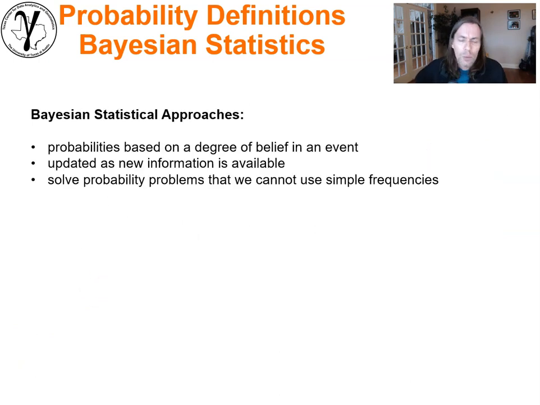Now, what are some comments we can make about Bayesian statistics and how we use Bayes' theorem practically speaking? Well, first and foremost, we're going to show that we can have probabilities that incorporate a degree of belief in an event. We update as new information is made available. And we can solve problems that really would be very difficult to solve using the basic frequentist types of approaches.